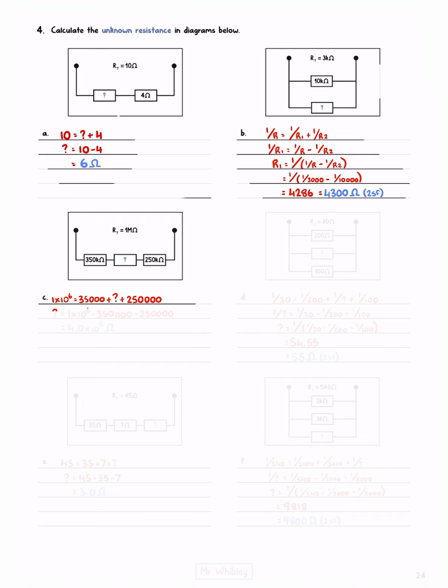We can solve this for our unknown by subtracting our known resistances from both sides, which gives us 4.0 times 10 to the 5 ohms.